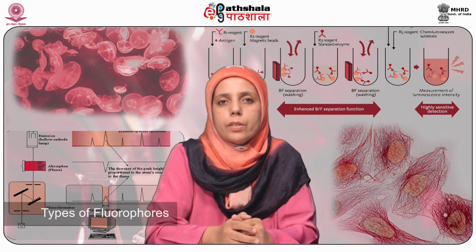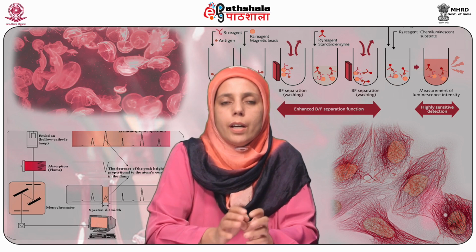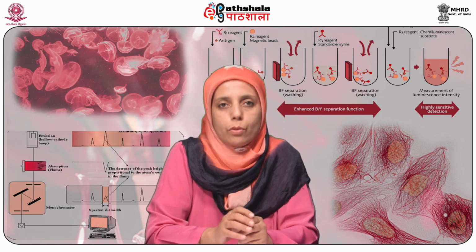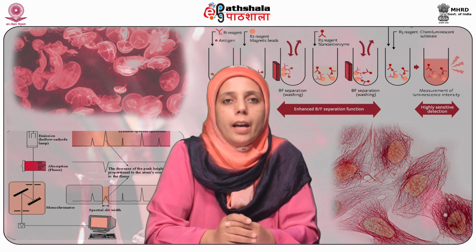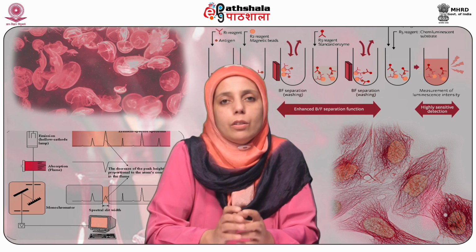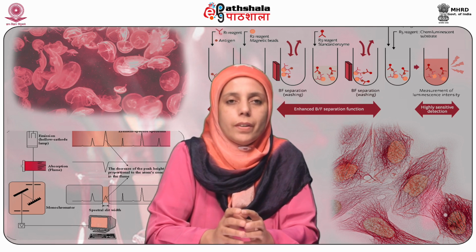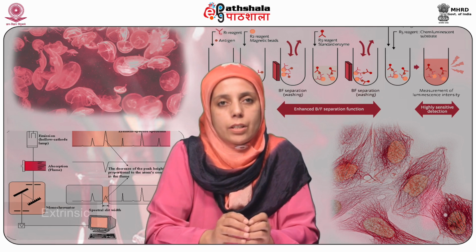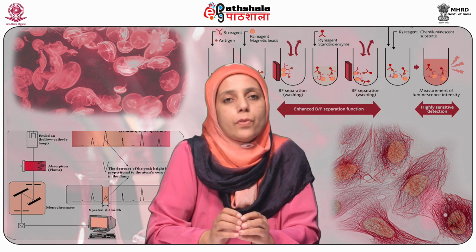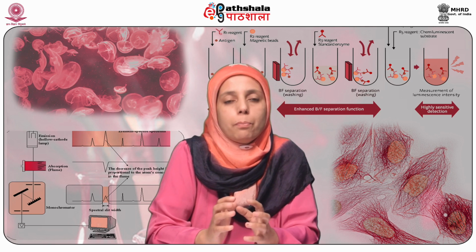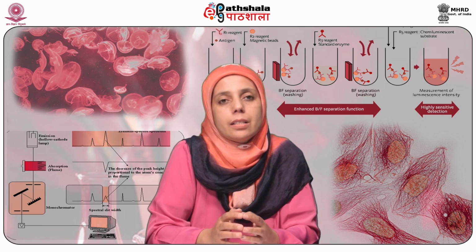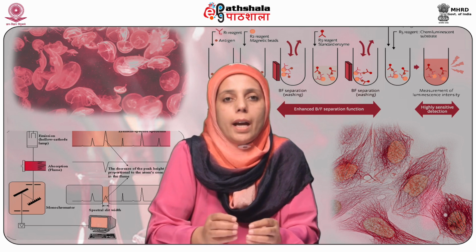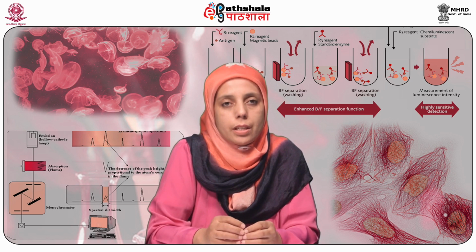Types of fluorophores. By now we are aware of what a fluorophore is, so they can be divided into various categories. There are broadly two categories of fluorophores: one is intrinsic and another is extrinsic. Intrinsic means fluorophores which have the property of fluorescence in their nature. Extrinsic means you add some agent so that they become fluorescent.